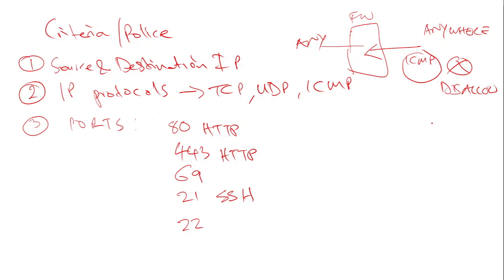So we could go to our firewall and say, if you see incoming traffic which is, let's say, HTTP, which is on port 443, you can drop.